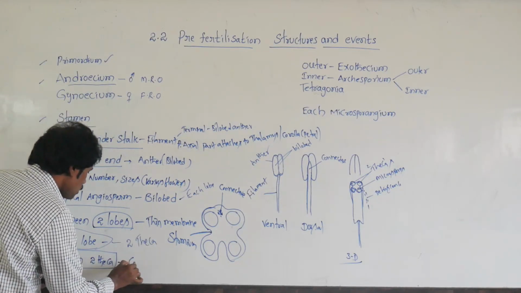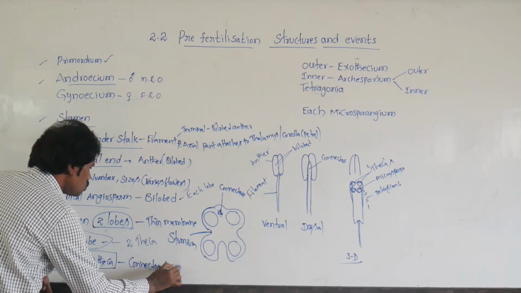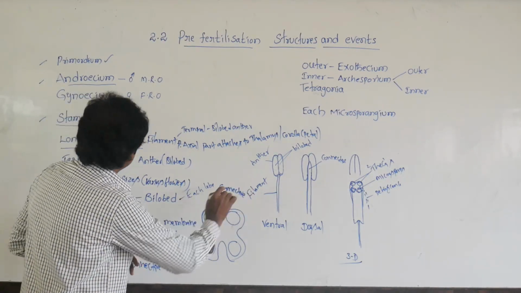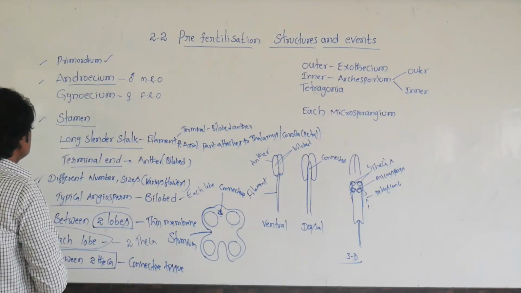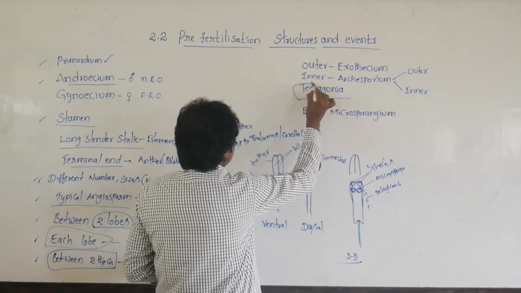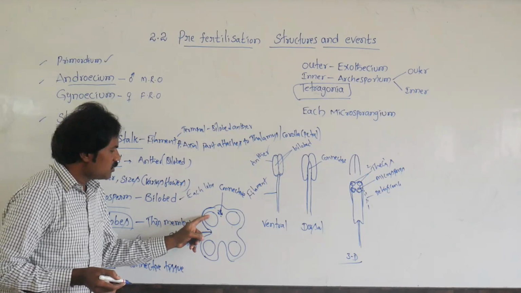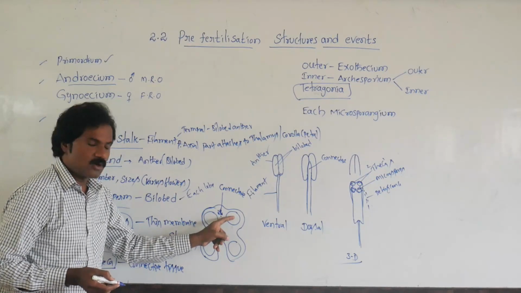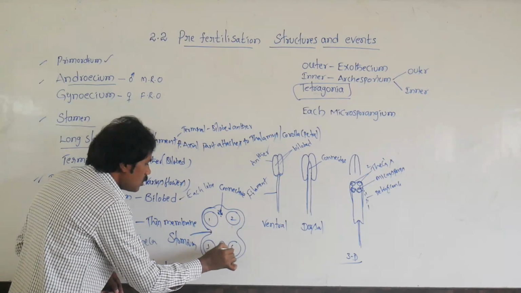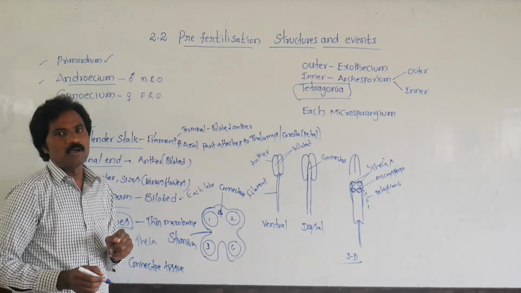Between two theca, connective tissue is present. This is the connective tissue. Then in this one, each and every one is formed into a tetragonal arrangement. Tetragonal means this is one, this is another one, this is another one, like this. That is, four microsporangia will be formed.